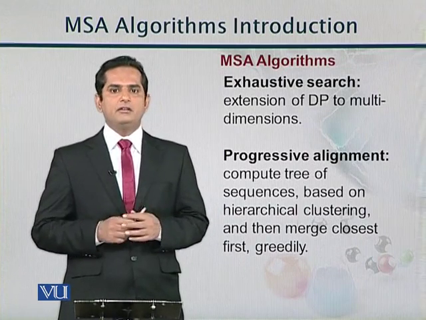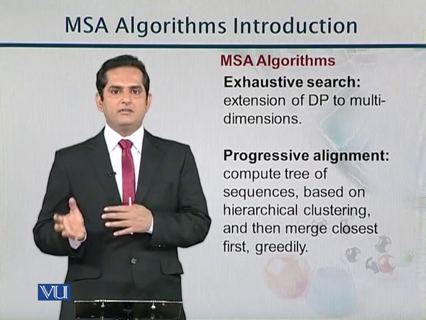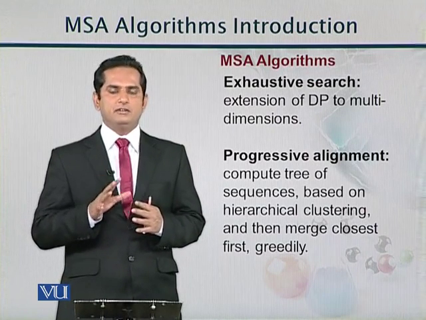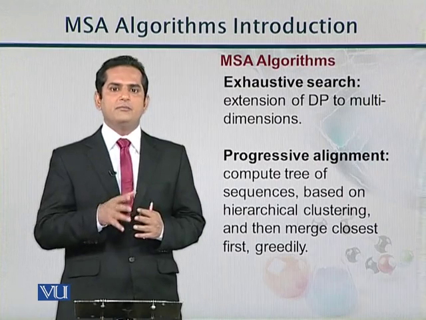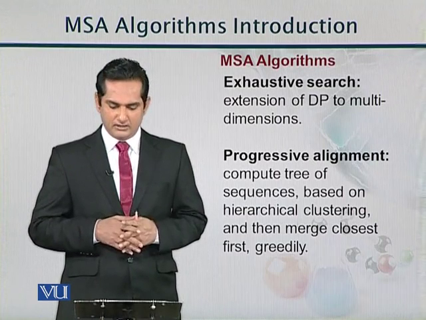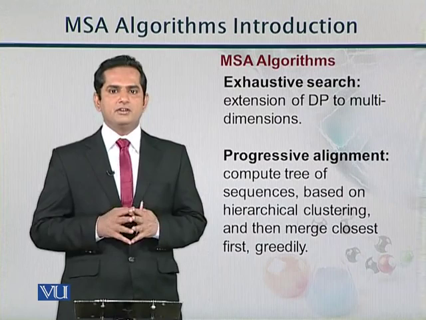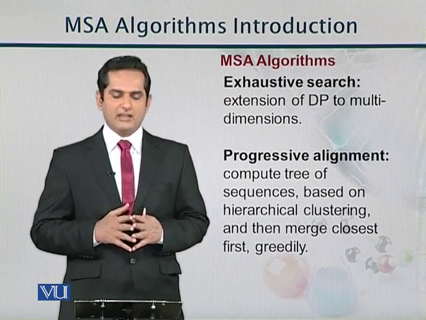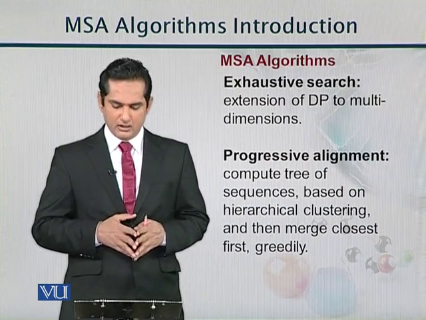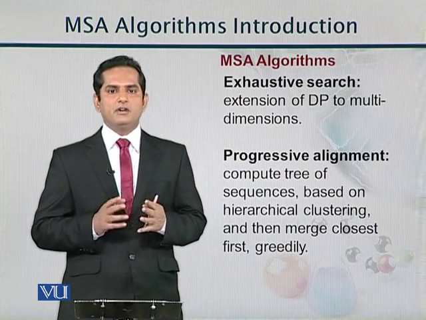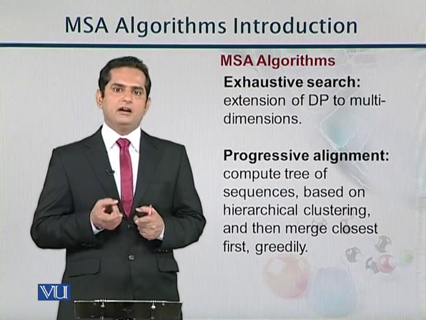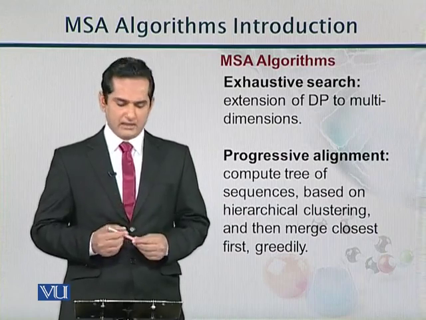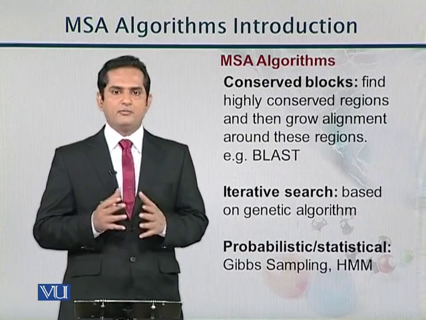So there are different algorithms for multiple sequence alignment. We can say that broadly speaking, there are total 5 algorithms which are used for MSA techniques. So first one is exhaustive search. Exhaustive search is basically an extension of dynamic programming which is used for multiple sequences. Then another is progressive alignment. Progressive alignment has 2 parts. Number 1 part is generation of a guide tree, and the other one is aligning the sequences based on scores from this guide tree. The third one is a conserved blocks based approach.